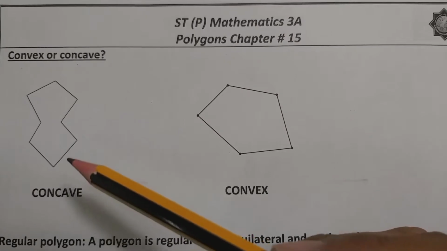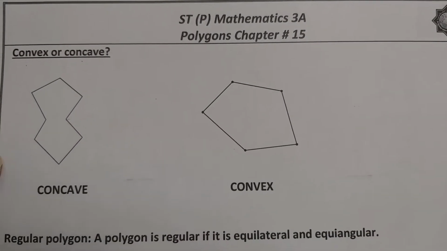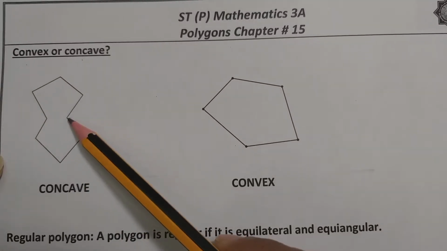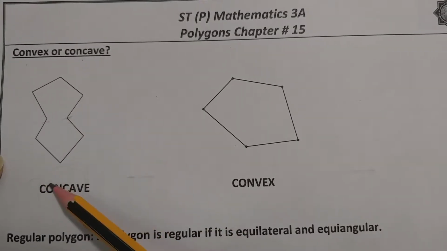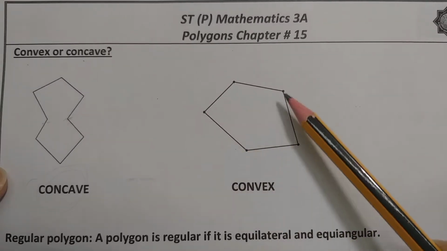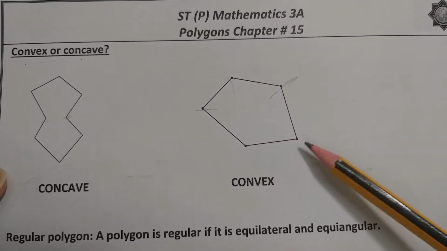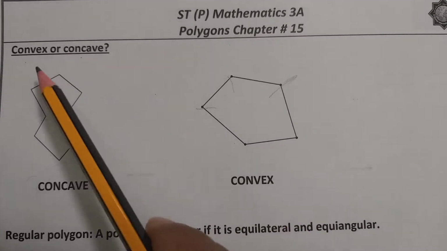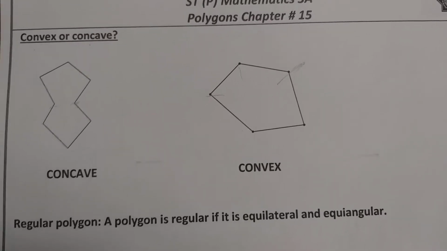Concave: the shape makes angles inside. If you observe this part, it makes an angle on the inside, so this is called concave. But if the shape looks like this, which makes outside angles, it's called convex. So a polygon can be concave or convex.